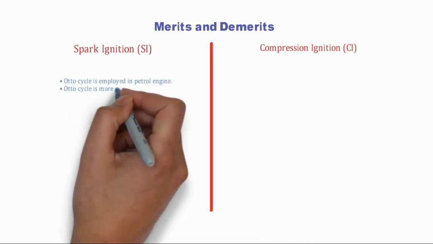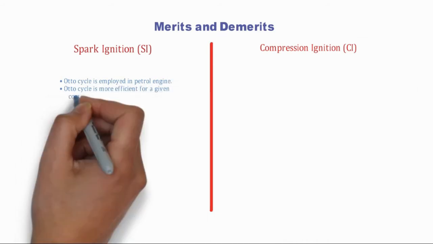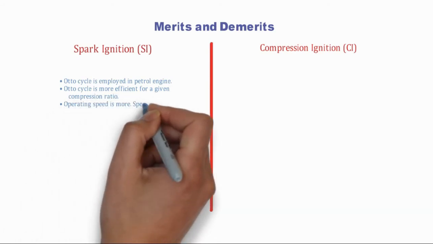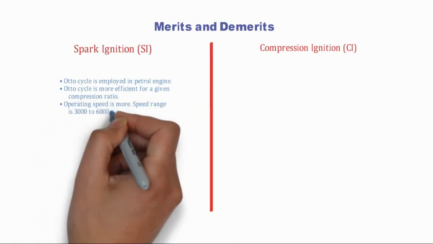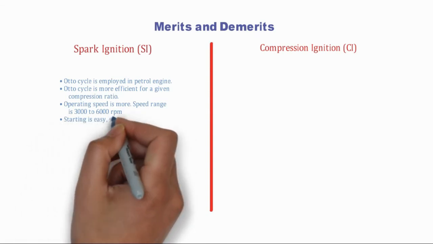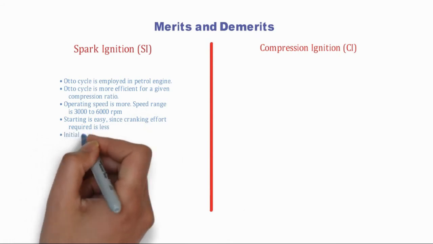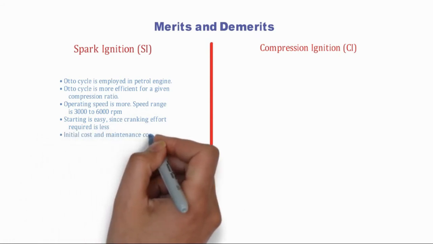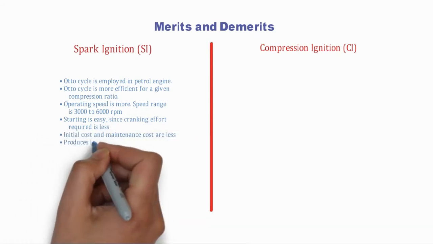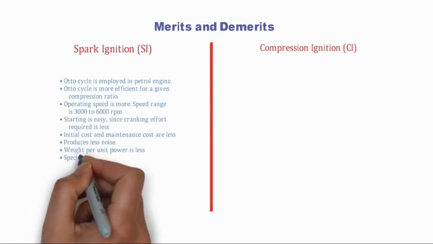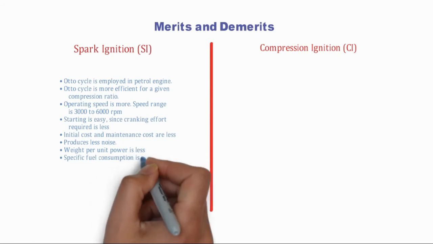Otto cycle is more efficient for a given compression ratio. Operating speed is more, speed range is 3,000 to 6,000 revolutions per minute. Starting is easy, since cranking effort required is less. Initial cost and maintenance cost are less, produces less noise. Weight per unit power is less. Specific fuel consumption is more.